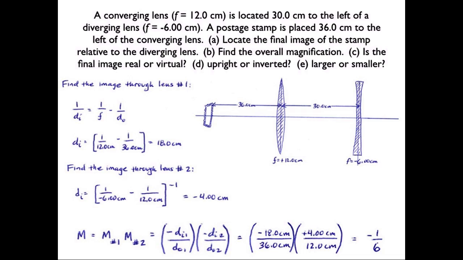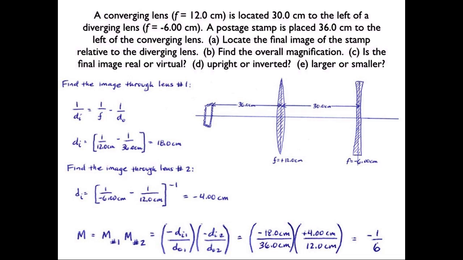Magnification is a ratio of how tall the image is to the object. So you can actually take the magnification through lens number 1, multiply it by the magnification through lens number 2, and you get the overall magnification in this system. Well, the magnification through lens number 1 is the negative of the image distance in lens 1 over the object distance in lens 1. For lens 2, it's the negative of the image distance in lens 2 over the object distance of lens 2, and we know all of those numbers.